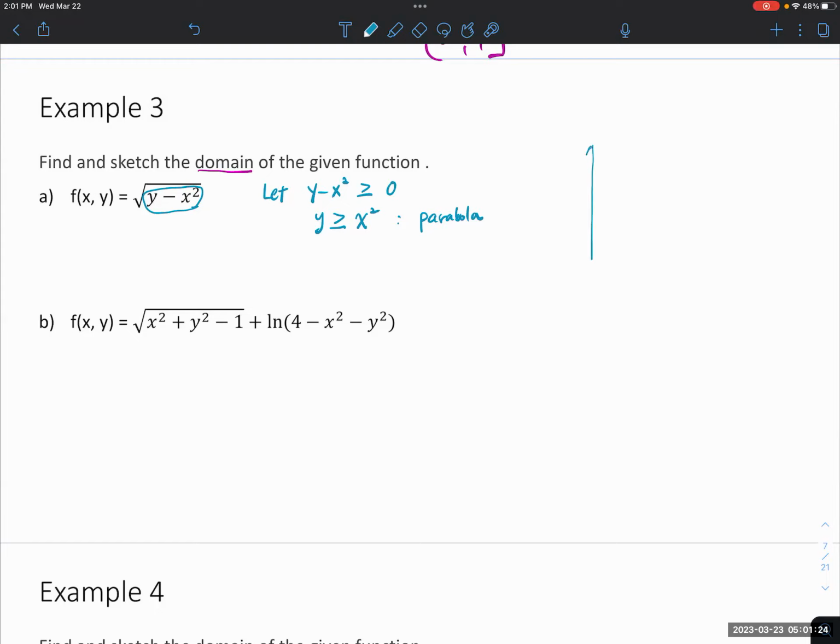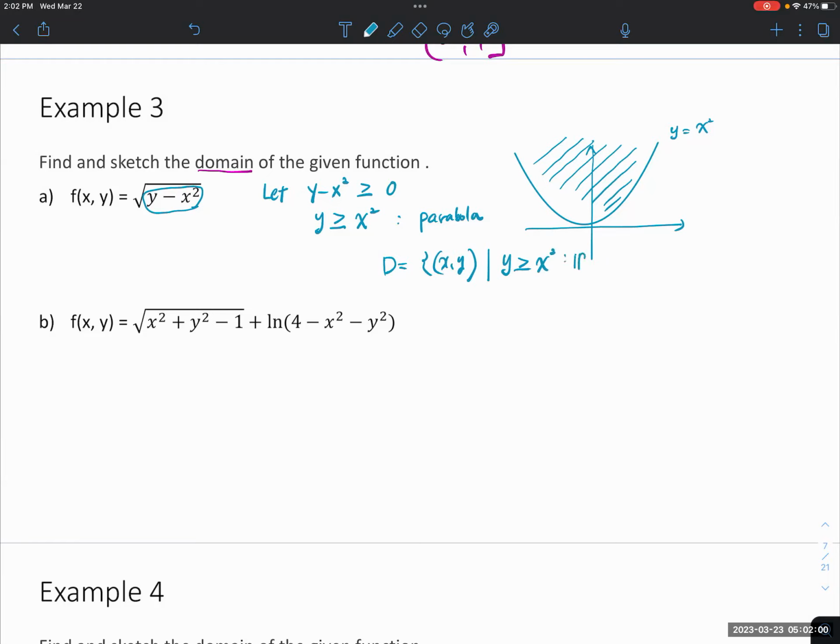You can graph it. y equals x squared is a parabola shape, but I'm looking for only above, greater than. So the shaded area is going to be here. Do you remember this concept from a long time ago? We are just defining the domain here: the points (x, y) such that y is greater than or equal to x squared, in the real 2-dimensional plane. So that's the domain.